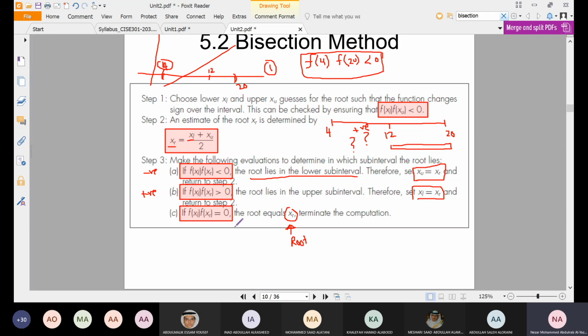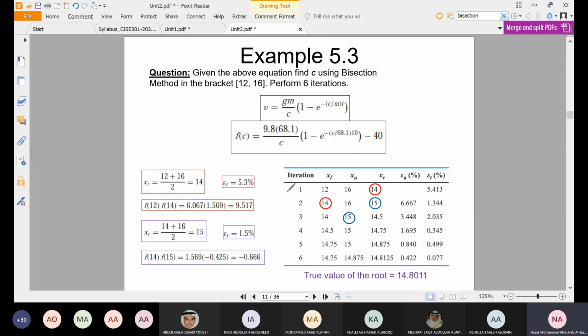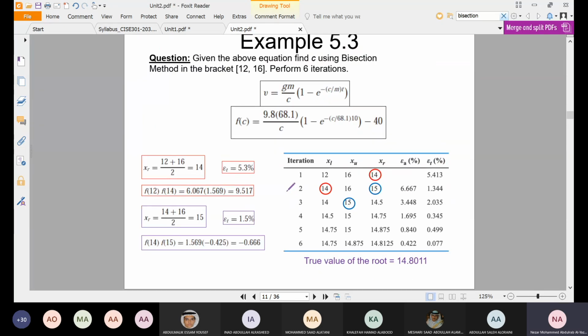This method, what we do: we try to reduce the interval step by step, or half by half, until we get the solution of this one. Let's take the example that we had before, what we did before.